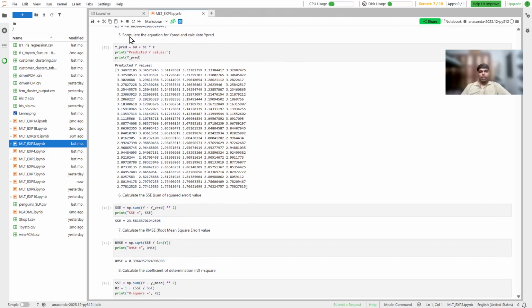Here we are calculating the y prime. So using the regression equation, we predict the output values. I use B0 plus B1 into x to calculate the y prime value.